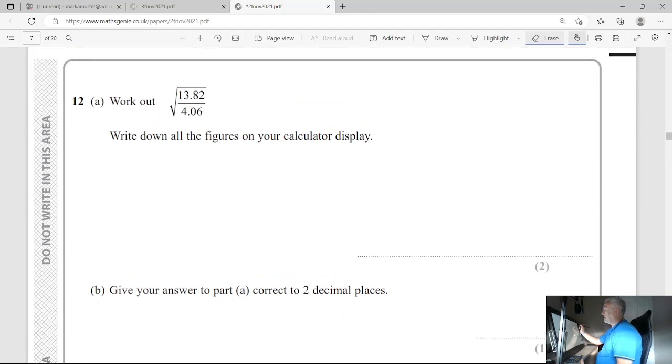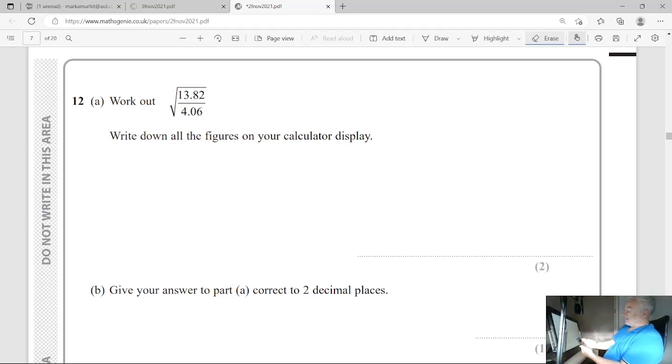Question 12. Work out. Write all the figures on your calculator display. So, to start with, this square root is square rooting all of the values. So we're going to do the square root sign first. We've got a fraction inside, so I'm going to put my fraction key, so I will end up with a fraction inside the square root.